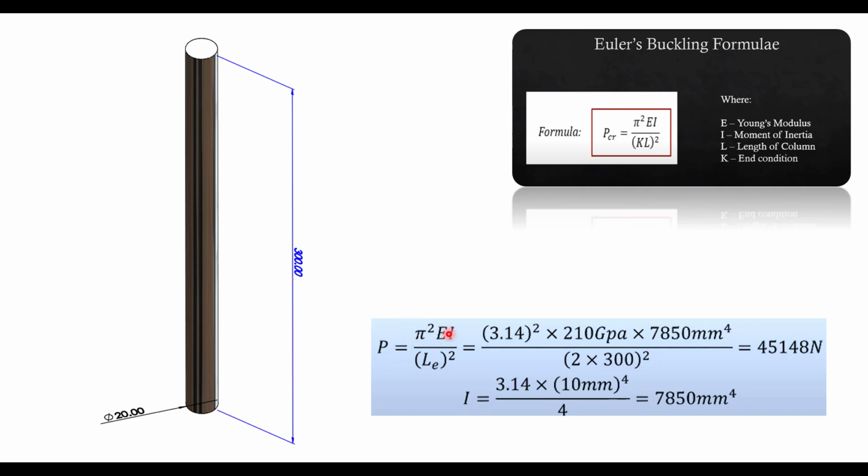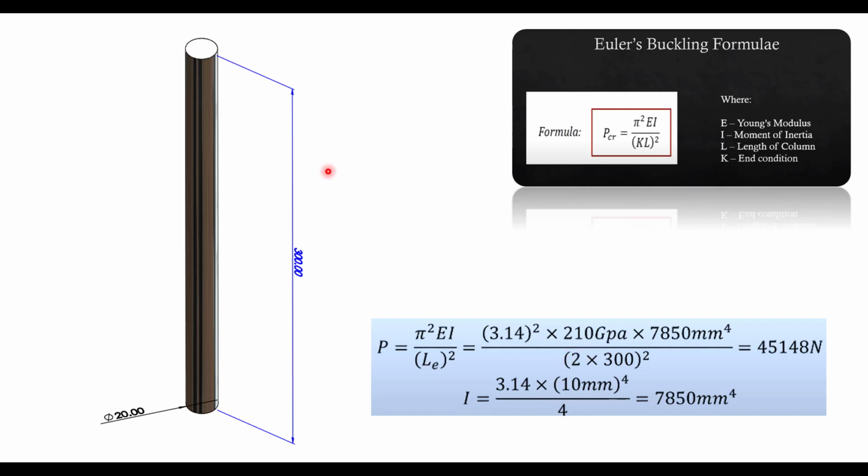If you take this formula into account, the pi square here, E, Young's modulus, is 210 gigapascal, and then I is the moment of inertia. Put this particular formula in and find it out. This is the radius. And then next we have the K factor.